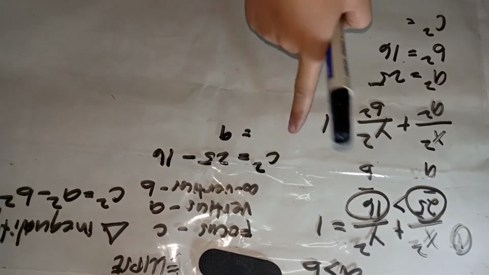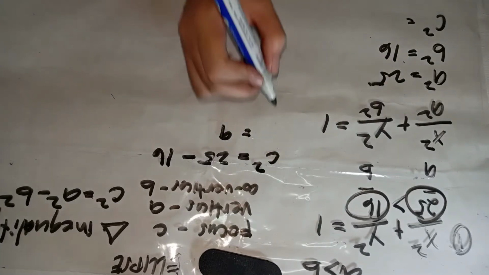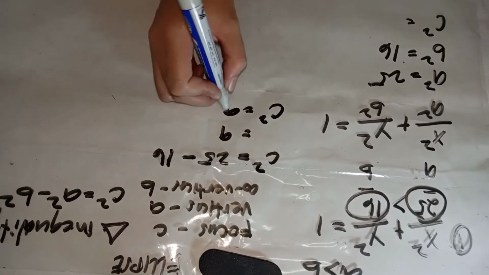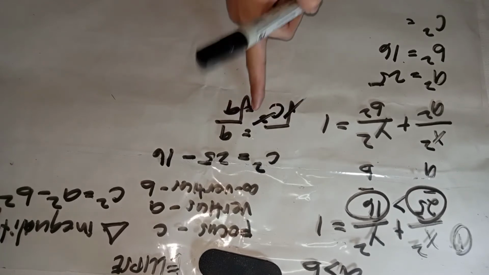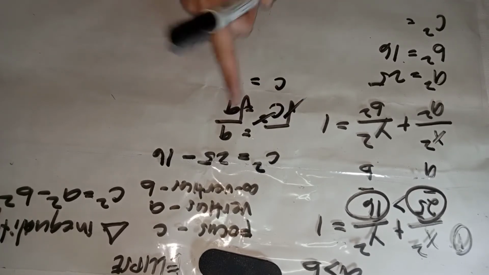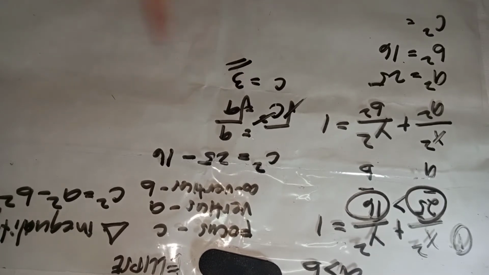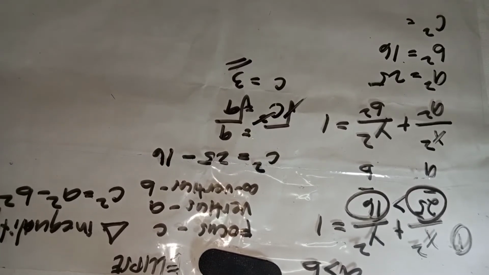So, to get the value of c, we have to get rid of the square of the c. To get rid of the square, you have to square root this one in order for us to cancel the square. So, c is, what is the square root of 9? It is 3. Therefore, the value of c is 3. Okay?